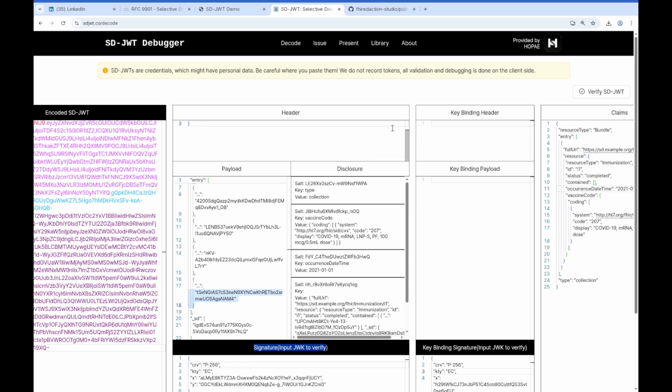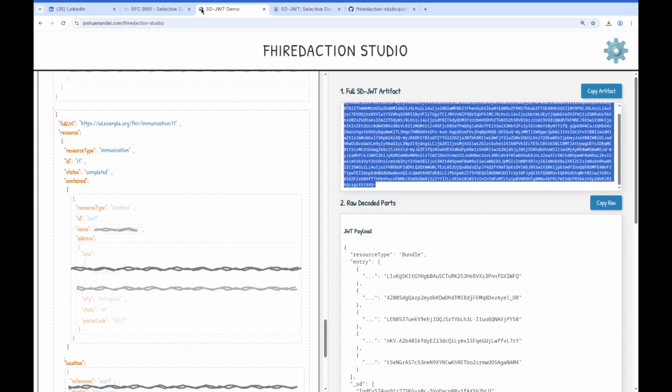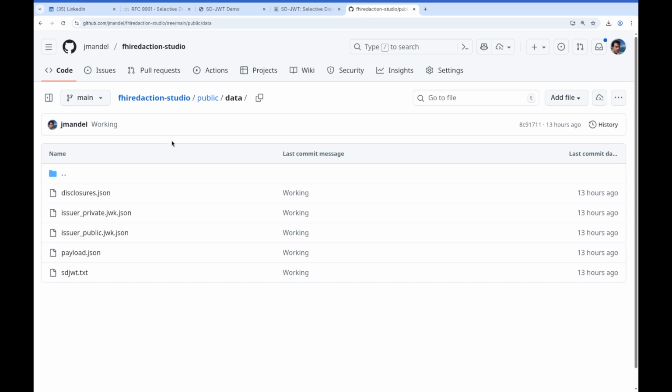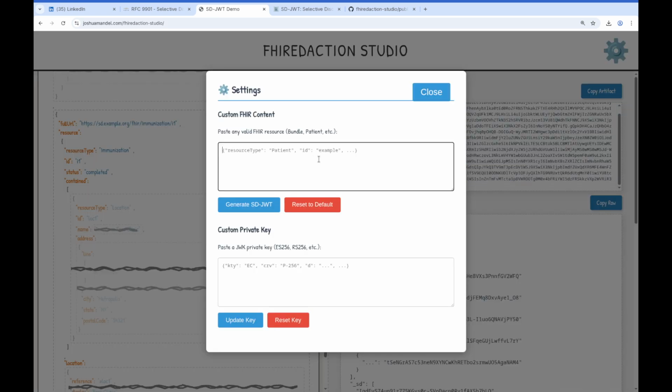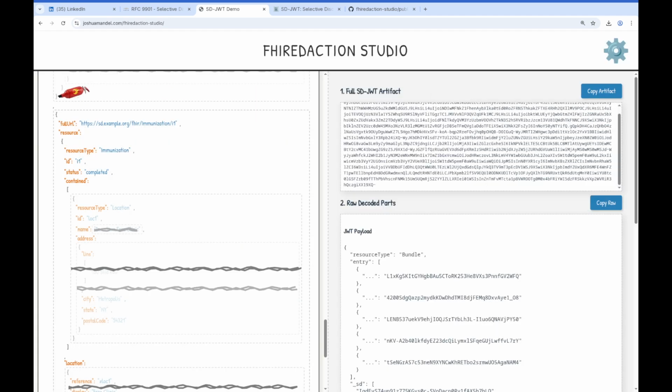And if you want to play with what's going on here, you can try out the redaction studio for yourself, or in GitHub, there's a folder of the data that's sitting behind the redaction studio, so you can see the public key and even the private key that was used to construct the selective disclosure JSON Web Token in that demo. You can try it out for yourself, or you can open up the demo settings screen and try your own FHIR bundle and try your own signing key on that to create artifacts, just like the ones that you see inside the demo itself.